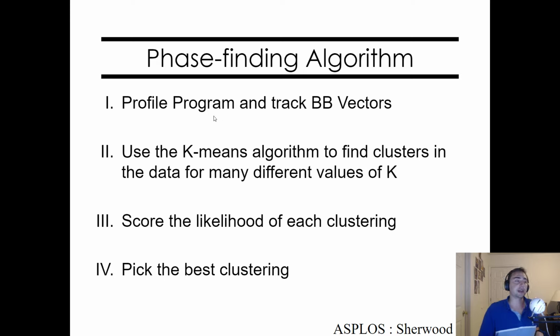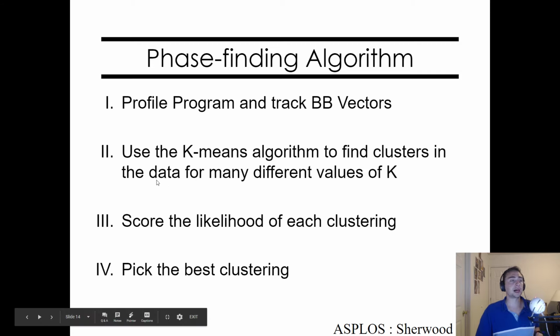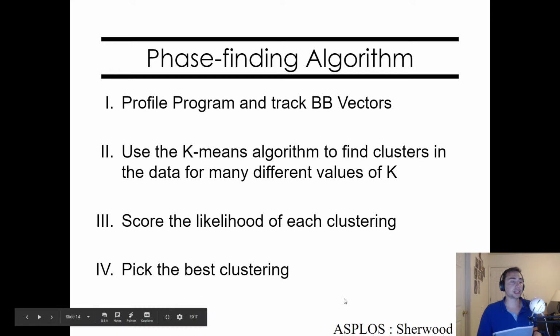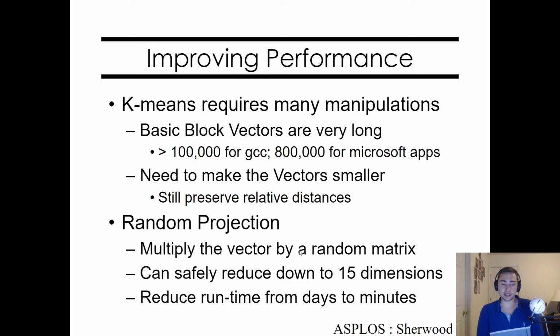So what is their phase finding algorithm? First, of course, you have to get all the basic block vectors by profiling the program. Then we use the k-means clustering algorithm to find clusters in the data for many different values of k, right? You don't know how many clusters you're going to need, so you kind of guess and then score how well you did. Then they score the likelihood of each clustering and pick the best one. That's basically how they determine how many different phases there are, by scoring until they reach a point where it levels off.